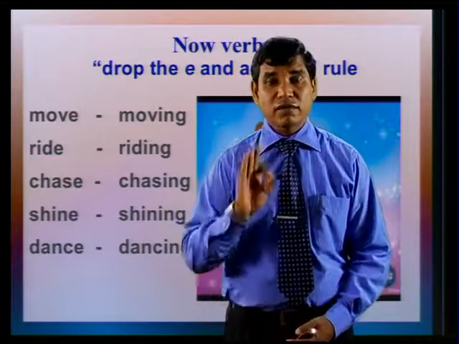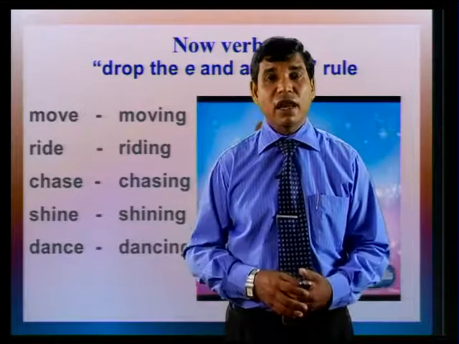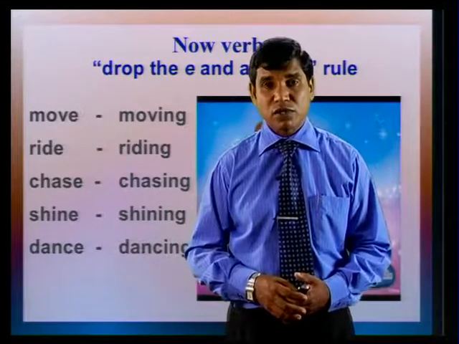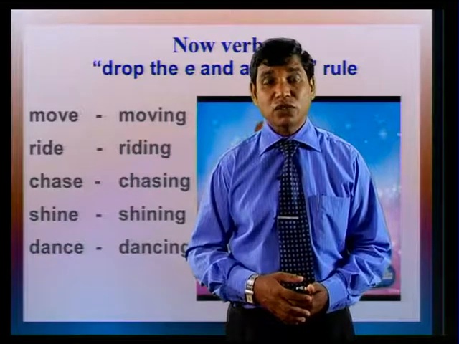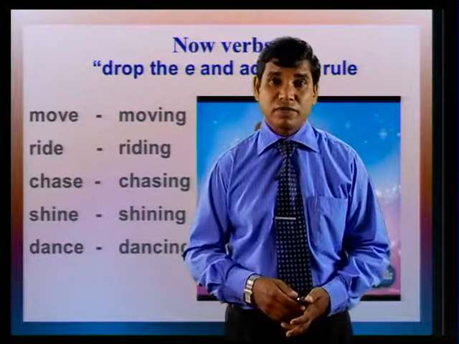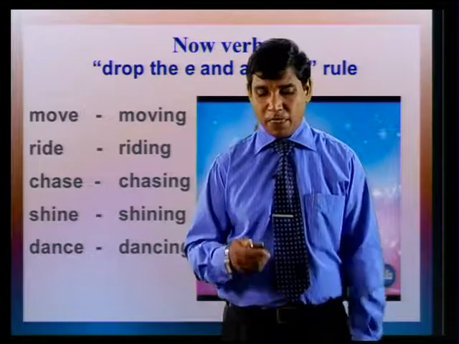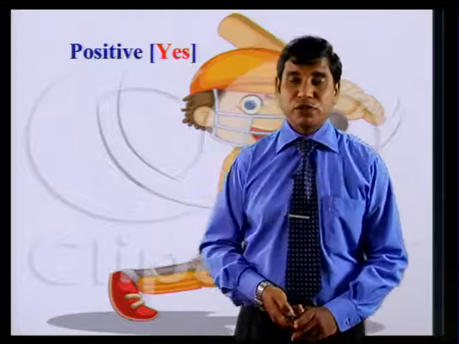So we learnt 3 rules on making the ing verbs. First is you just add the ing form. Second, you double the last letter. Third, you drop E and add ing. Okay, right. Now, let's try to make some sentences using this ing form of the verb.